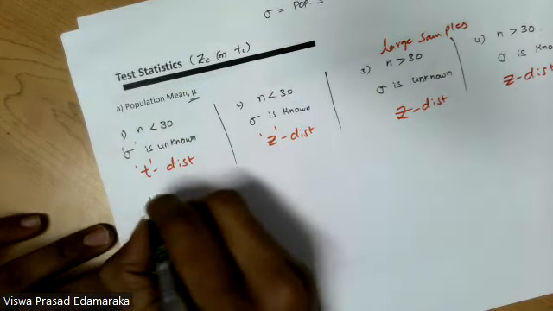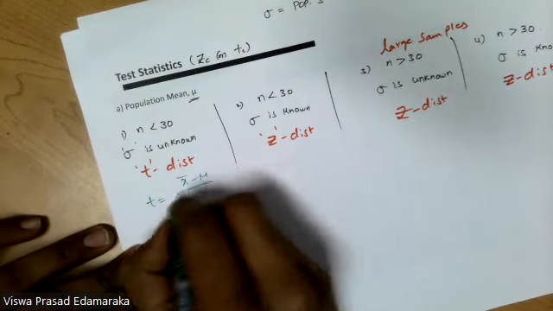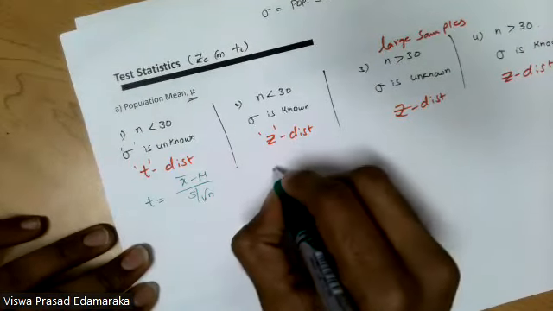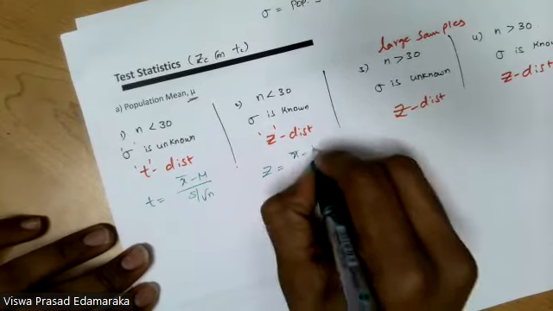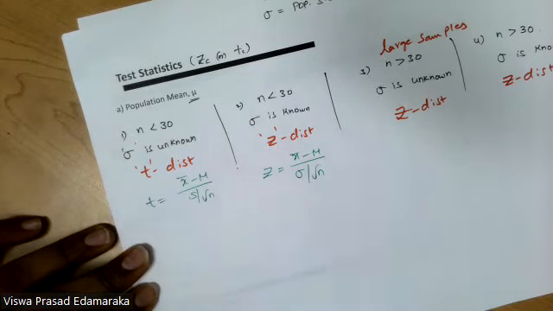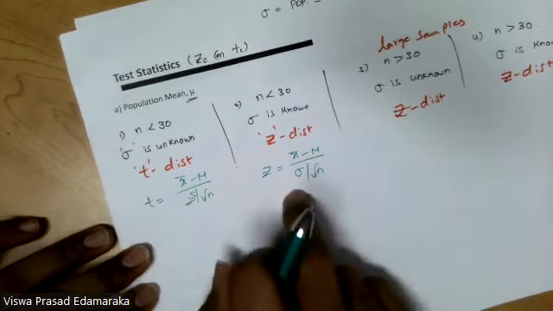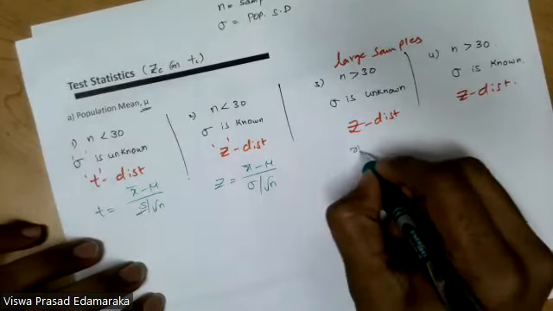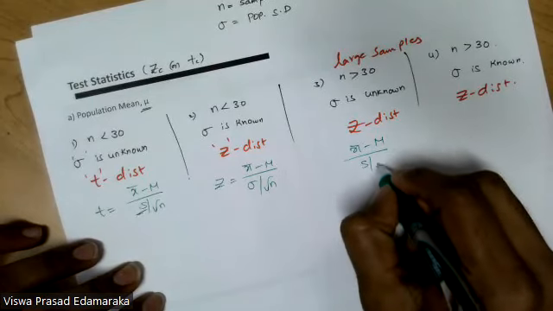As you know, t equals x bar minus mu by s by root n. Z equals x bar minus mu by sigma by root n. Here you know the sigma value, so you replace the s value with sigma.